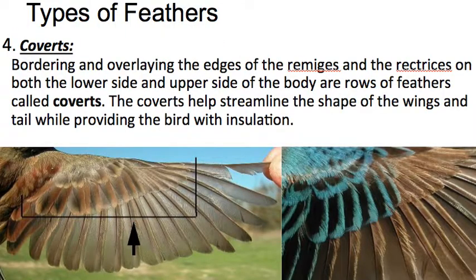Next is the coverts. They are bordering and overlaying the edges of the remiges and the rectrices on both the lower side and the upper side of the body are rows of feathers called coverts. They help streamline the shape of the wings and tail to provide the bird with insulation. So that's this area right here.